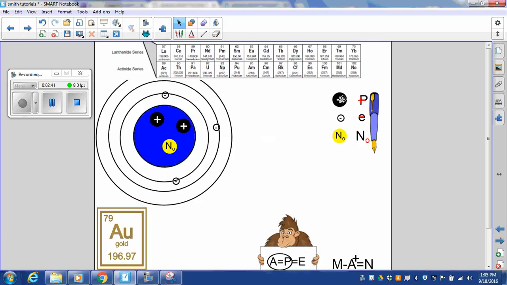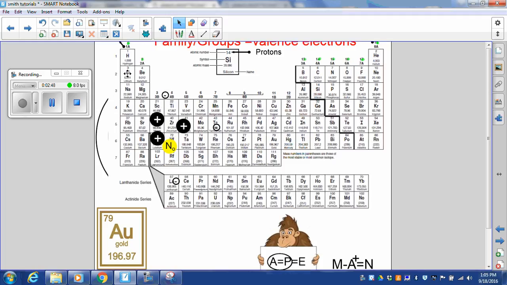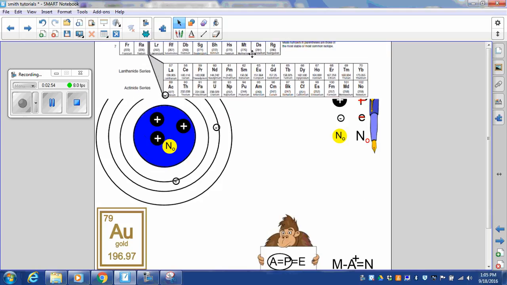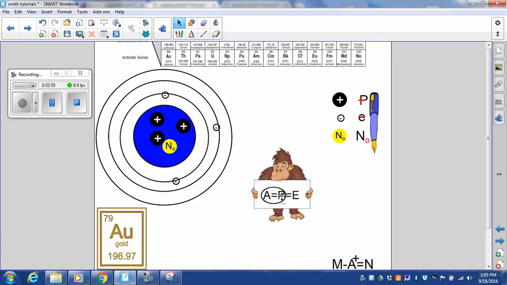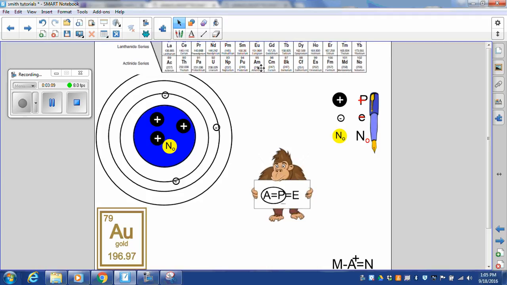So if I add a proton, this is no longer helium. 3 protons is now lithium. I'm looking for atomic number 3 right there. So now APE, let me pull out my APE. Atomic number is protons. In a neutral atom, that also equals electrons. On the periodic table, these represent neutral atoms of the element. So this was lithium, 3 protons, has to have 3 electrons to be neutral, and the neutrons are in the nucleus.